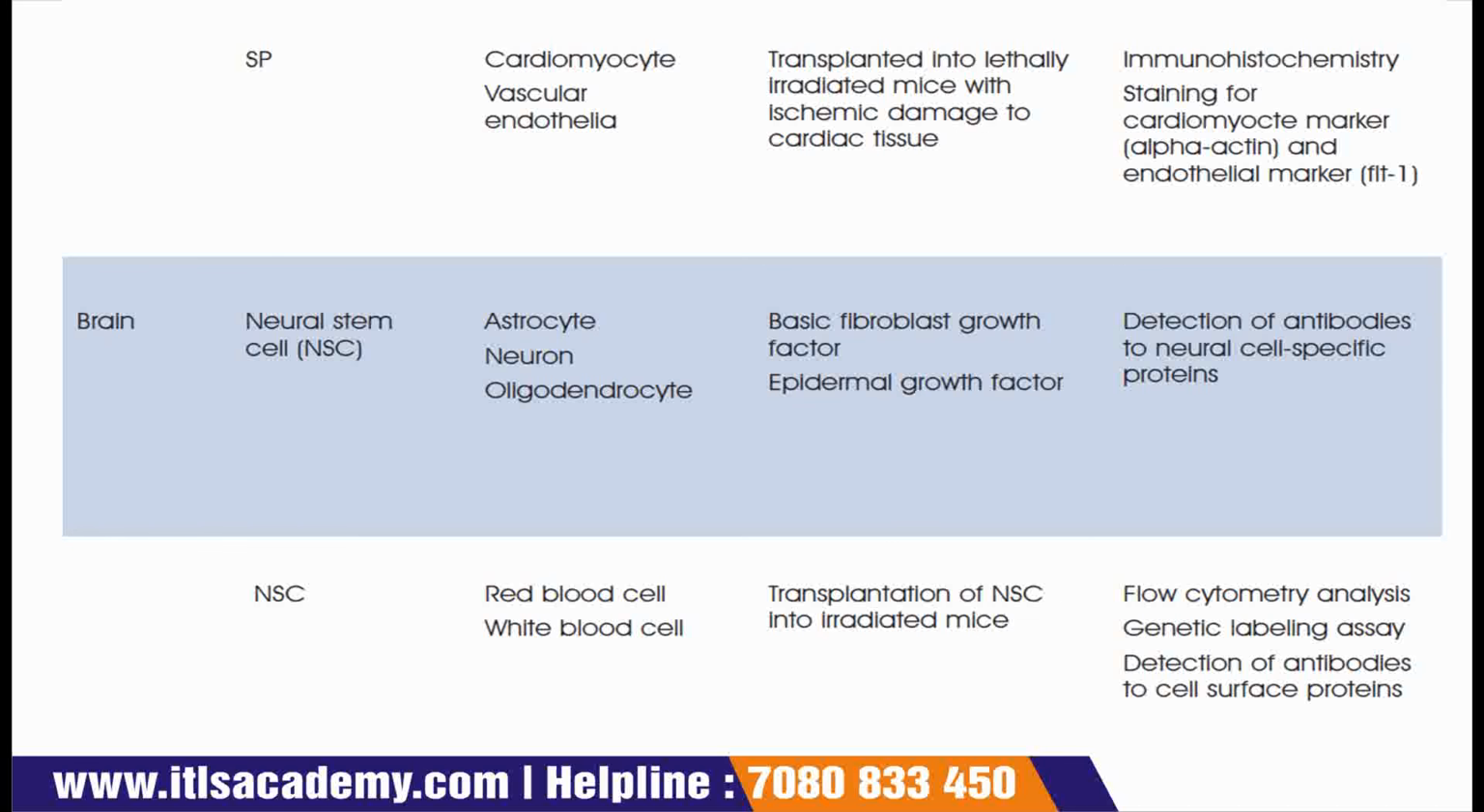Now we are going to see the cells, side population cells. These can differentiate into cardiomyocytes and vascular endothelia. Conditions are transplanted into lethally irradiated mice with ischemic damage to cardiac tissue. Method for characterization is immunohistochemistry, staining for cardiomyocyte marker, and here marker is alpha actin and endothelial marker, that is FLT1.